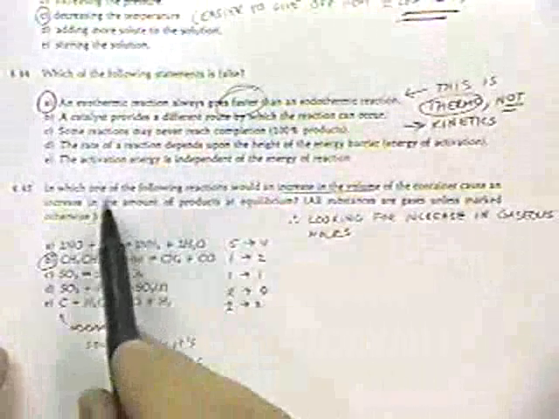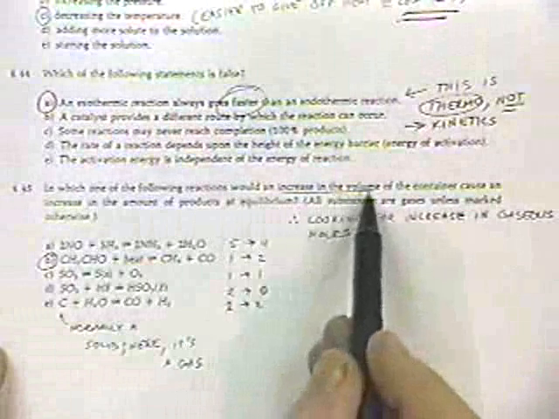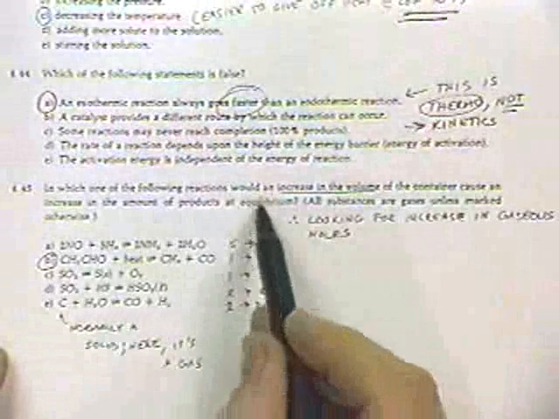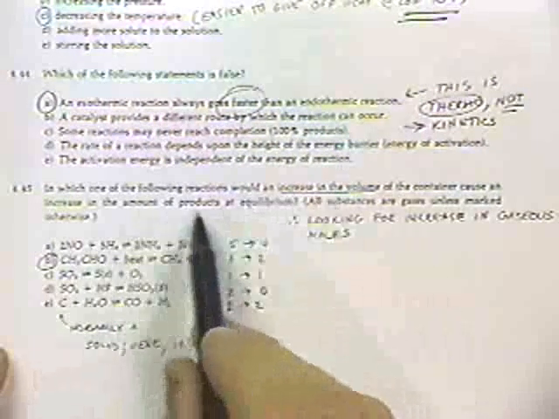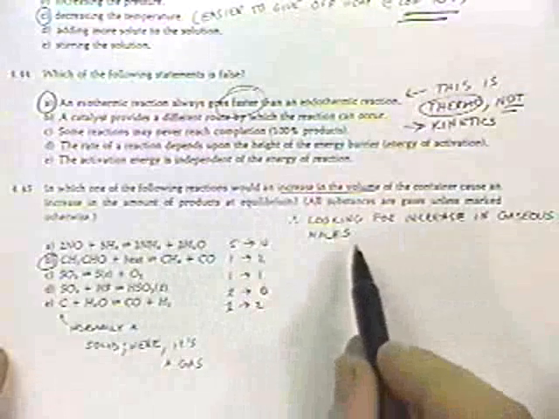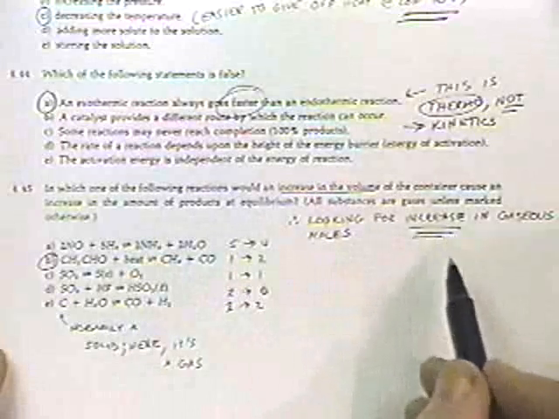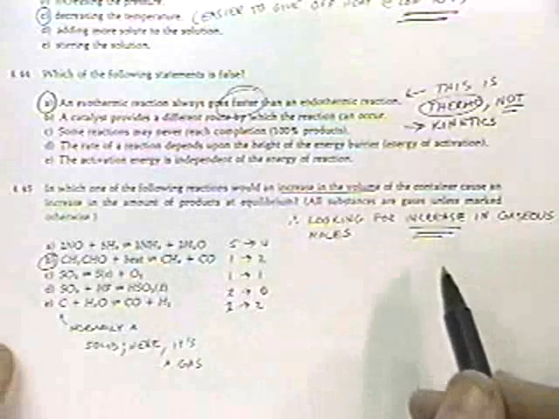Take a look at this last one on this page. Which of the following reactions would be favored by an increase in volume of the container? Which of the equations, if you increase the container volume, would help the equilibrium? So what we're saying is that we want to look for a reaction where there's an increase in number of moles, so that the pressure would go down.